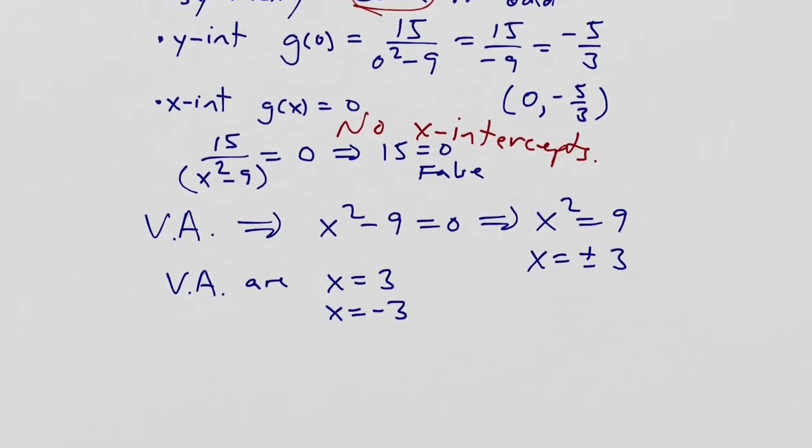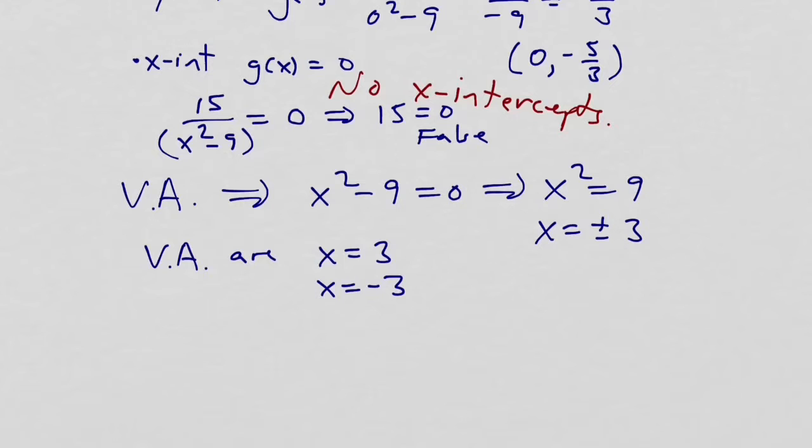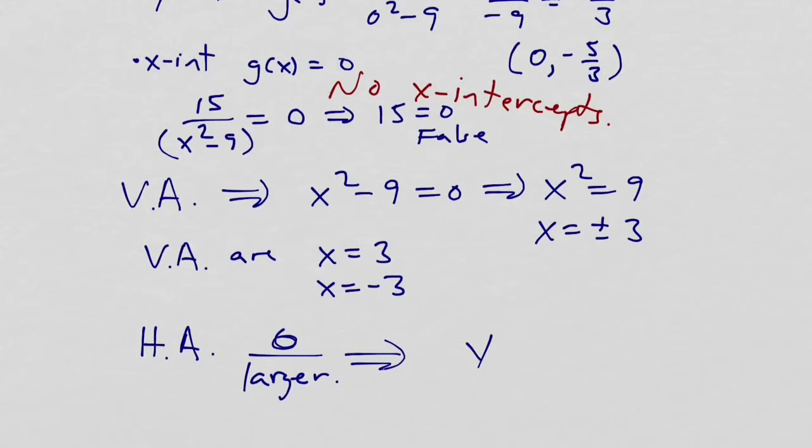For horizontal asymptotes, we want to think about the degree of the numerator and the degree of the denominator. It turns out that the denominator has the larger degree. And when that happens, the horizontal asymptote is always just going to be 0.